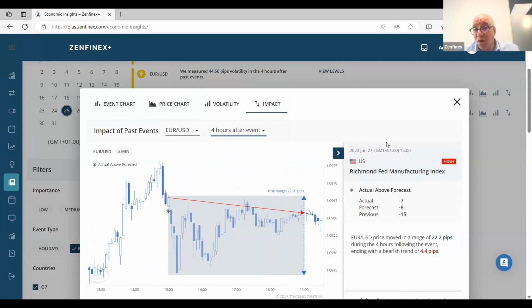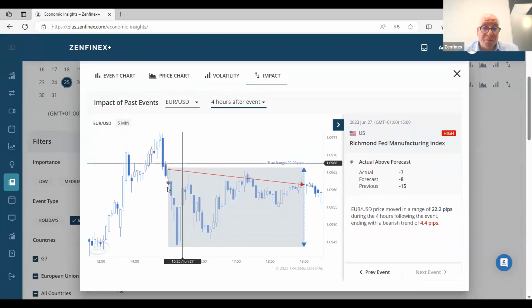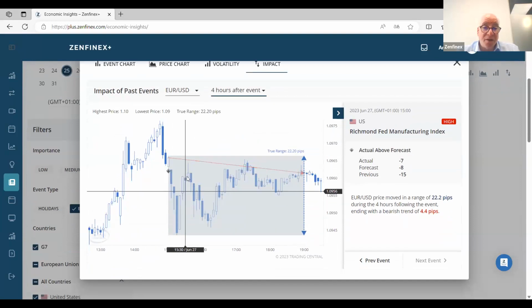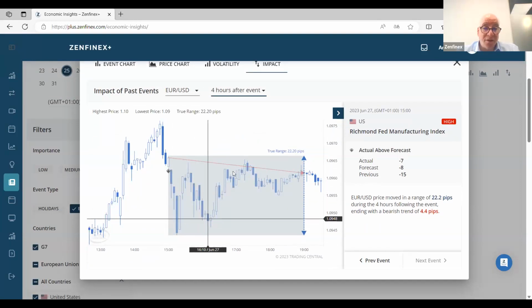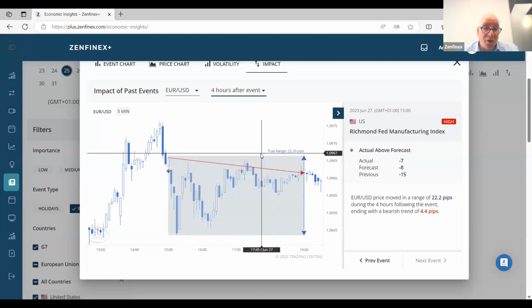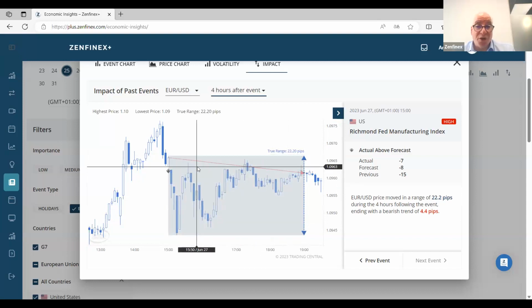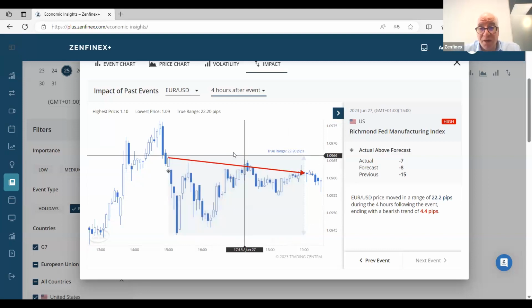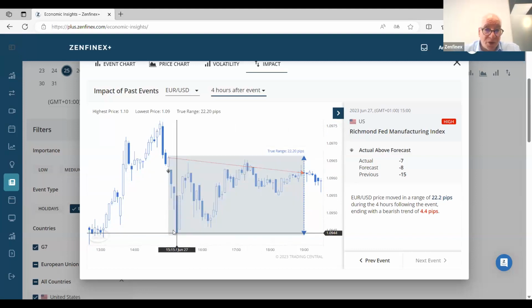So it will show, from the previous report on June the 27th, that the forecast was -8, actual was -7, and the impact 4 hours after the event. We had a big plunge down immediately and then bounced off some levels here and then started going up. We can look at the euro and see what happened subsequently. We already know, don't we, that there was an upward trend. So clearly this was flushing out some liquidity and then moving on in the upward direction.